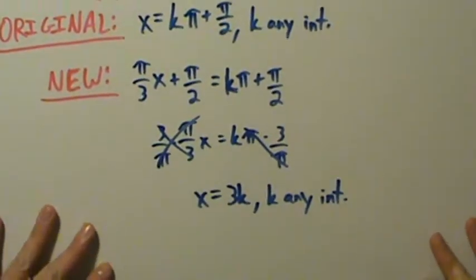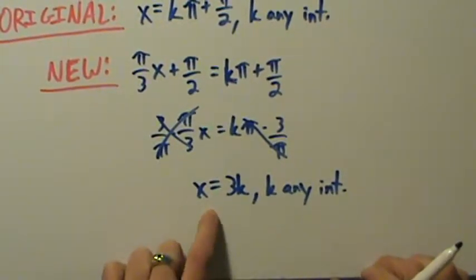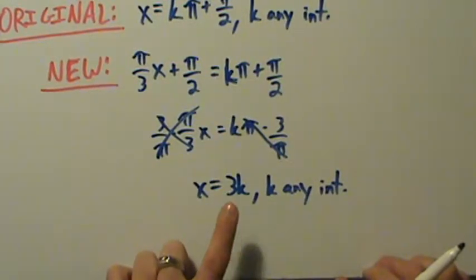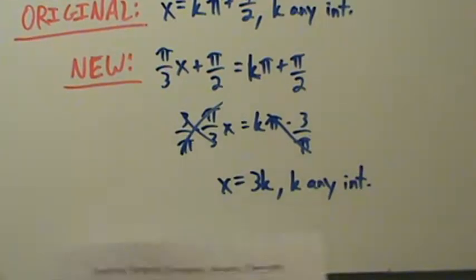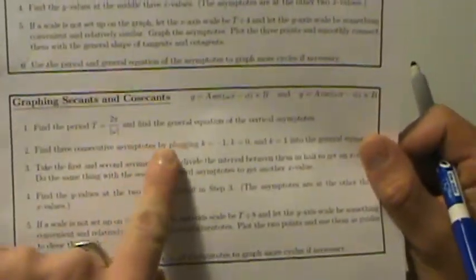Okay. So that is beautiful. That is a great general equation. x equals 3 times k. It really does not get a whole lot simpler than that. That is truly wonderful. Okay, now that's it for step 1: find the period and find the general equation of the vertical asymptotes.